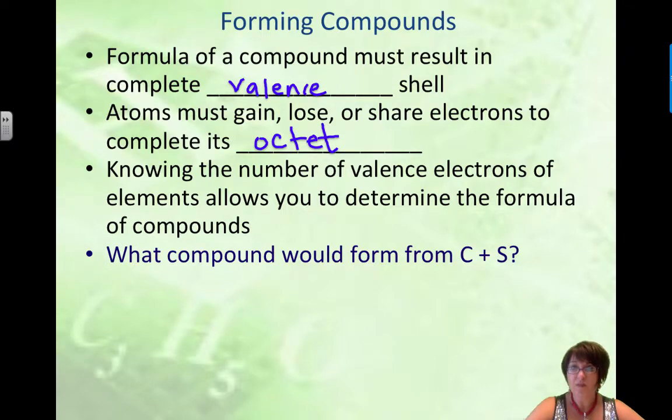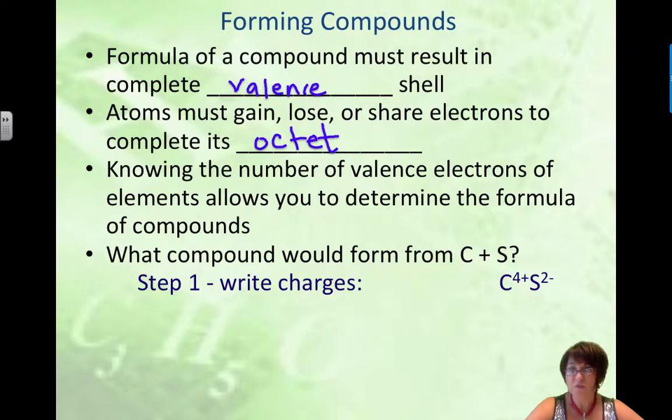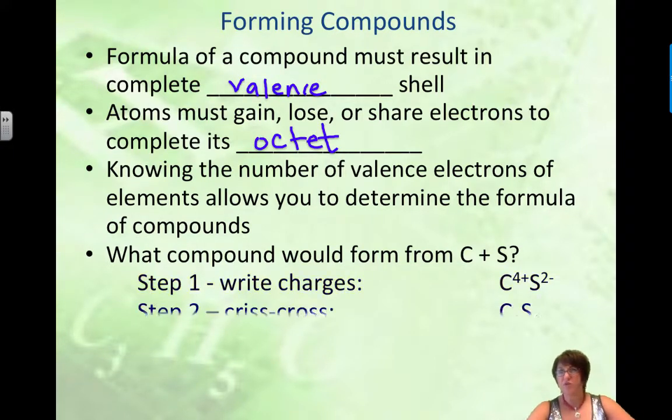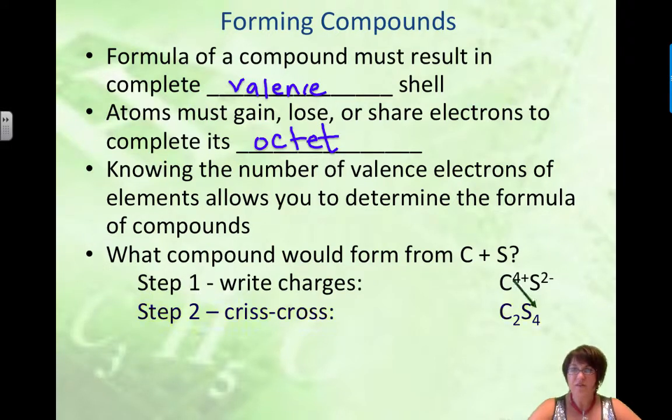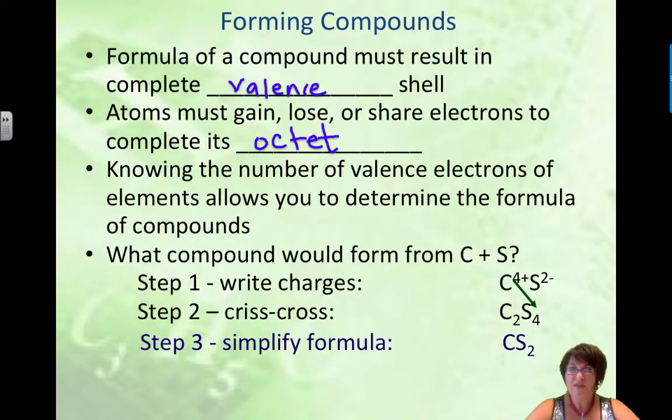For instance, what compound might form from carbon and sulfur? Our first step is to write the charges. Carbon can be a +4 or a -4, but if it's going to hang out with sulfur, which is a -2, then carbon has to be the opposite charge. Then we crisscross the charges. See how the 4 drops down and the 2 comes across? Leave off positive and negative because it's just the numbers that crisscross. And then you may have to simplify the formula because both of those numbers are divisible by 2. I'm going to divide both by 2 and it simplifies to CS2.